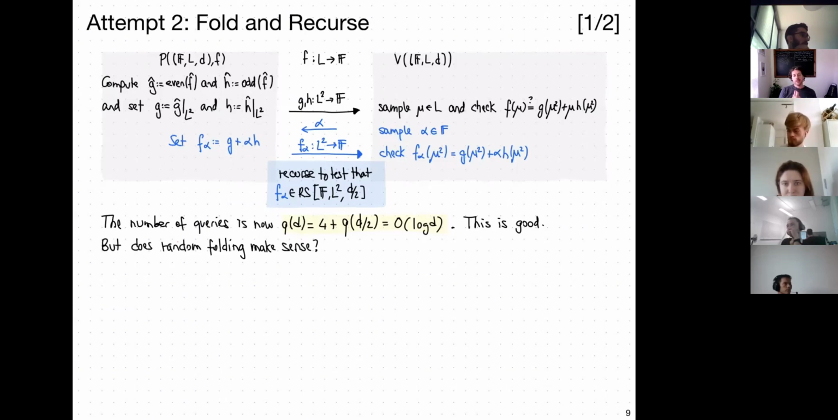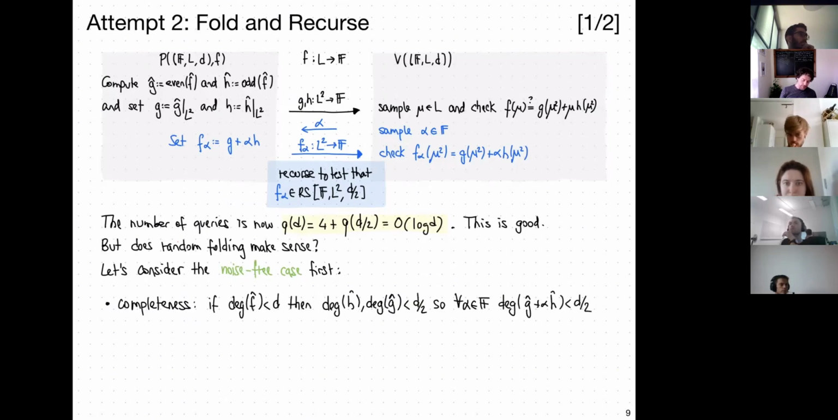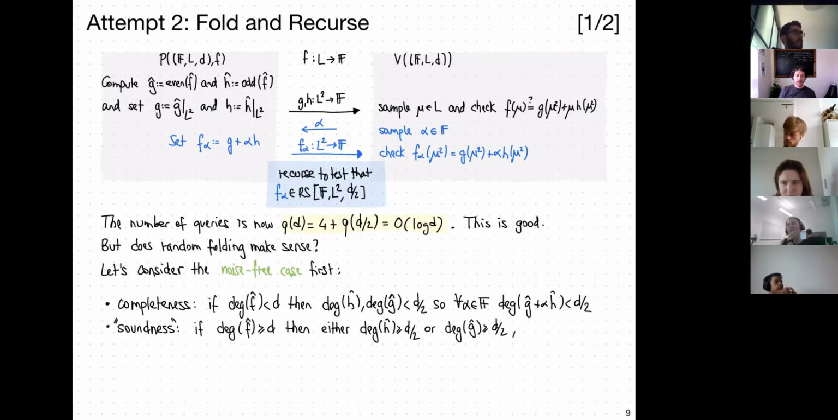And there's a question, why does this random folding make sense? Just to strengthen the intuition that I described, let's first consider the case which is noise-free. What I mean by noise-free is that we don't have errors, and we get polynomials which are fully consistent. So in terms of completeness, I give you some polynomial of degree at most d. When we break it into two parts, each one of the parts would be of degree at most d/2, and then when we take any random linear combination of them, it would be of degree at most d/2, right? If you take two polynomials of degree d/2 and put them together, the degree can't increase. There might be some cancellation, and it would drop to d/2 - 1, but it can never increase. So this is nice.